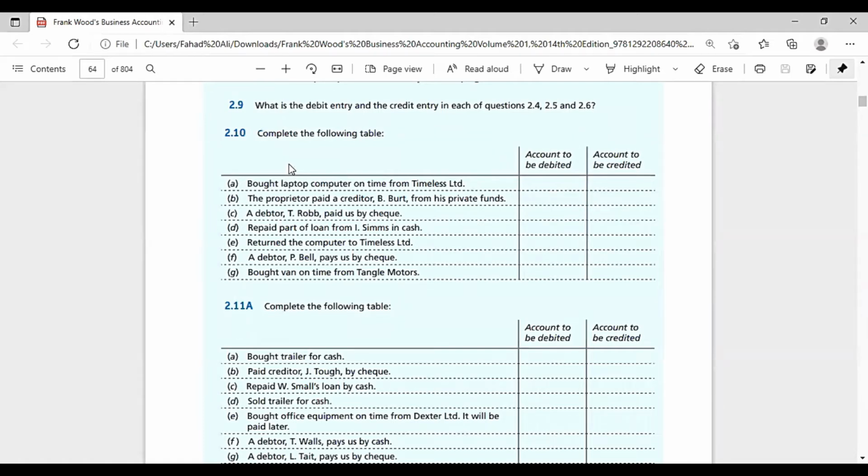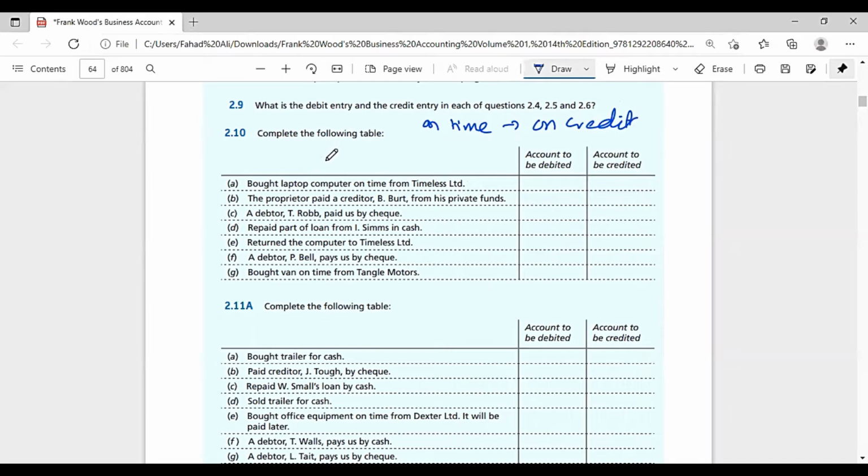Bought laptop computer on time, on credit, from Timeless Limited. On time means on credit. So you haven't paid them yet. Yes, we haven't paid them yet.